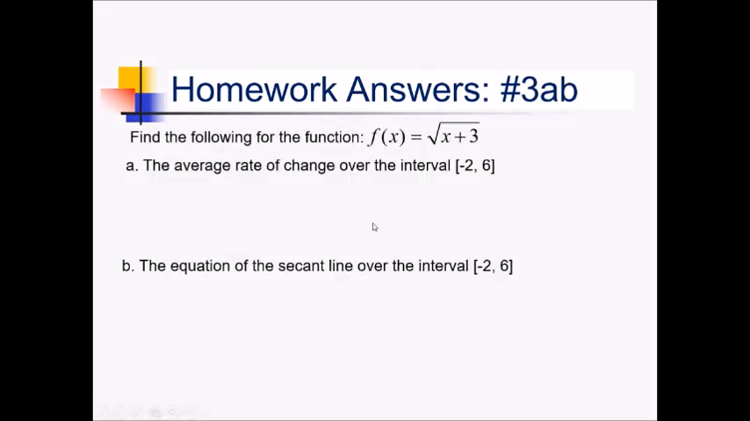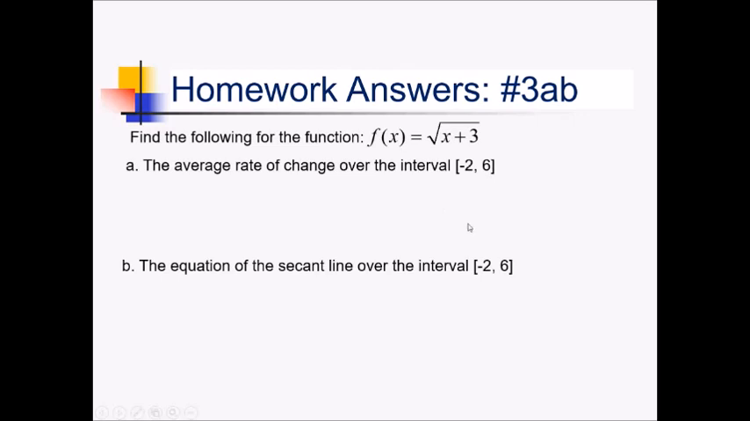On this problem, we're being asked to take the function square root of x plus 3 and do the following here. So our first task is finding AROC, average rate of change, on the interval from negative 2 to 6. To figure this out, we're basically using the slope formula. So we're doing y2 minus y1 over x2 minus x1.